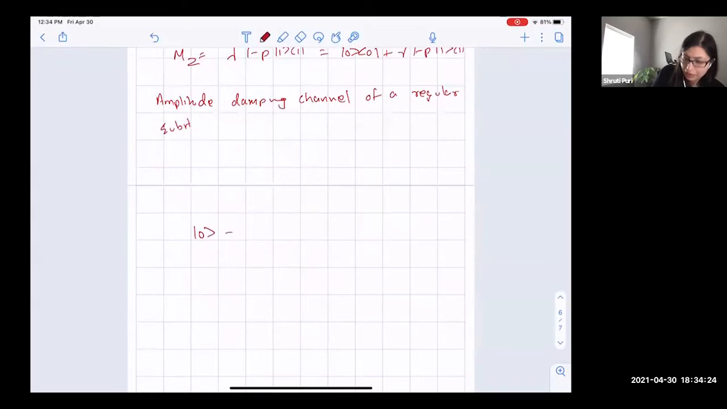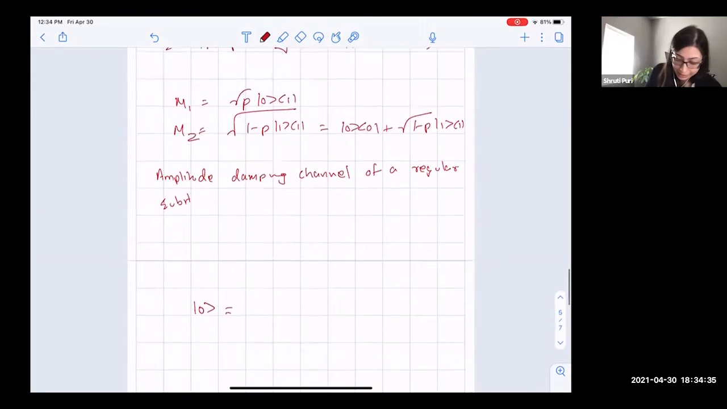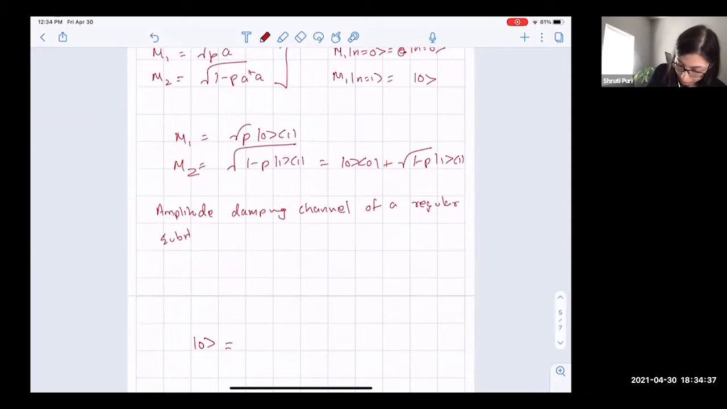Shruti, real quick before we go to those code words, I just want to confirm that the A and A dagger that you're using are indeed the raising and lowering operators of a harmonic oscillator. Yes, A and A dagger are the raising and lowering operators of the harmonic oscillator.